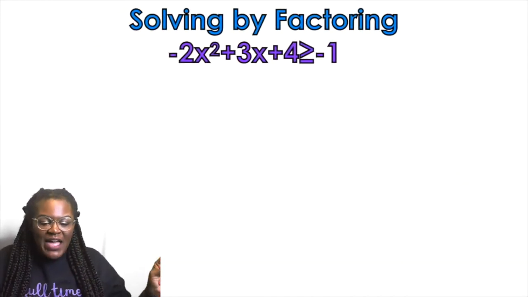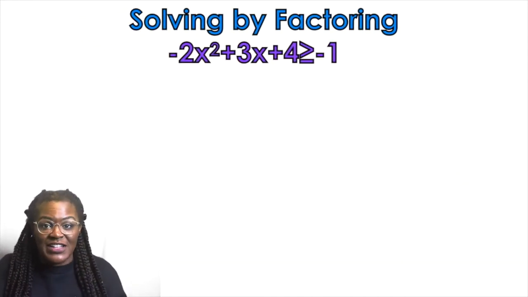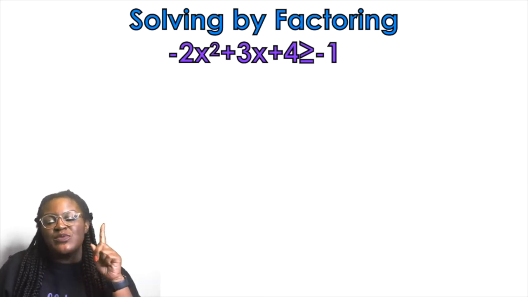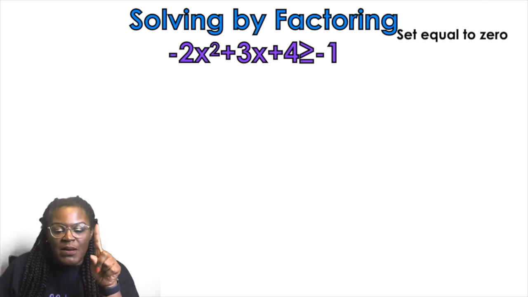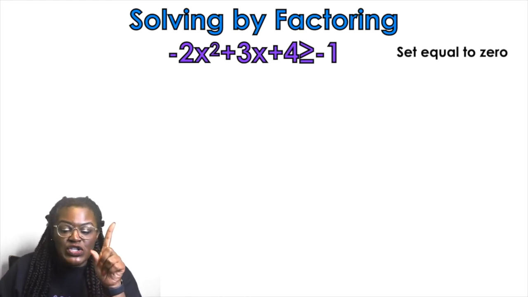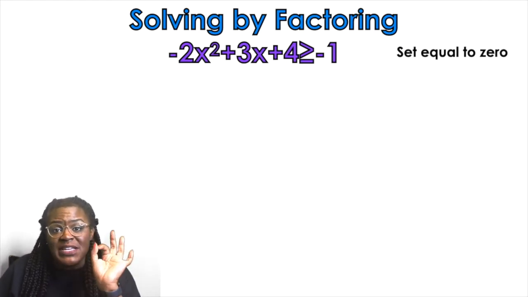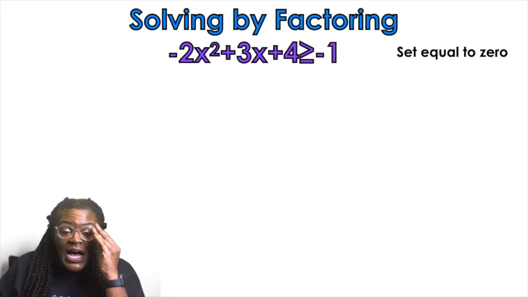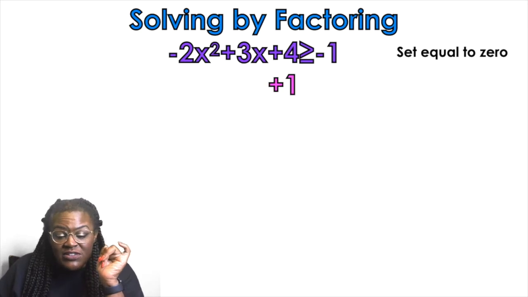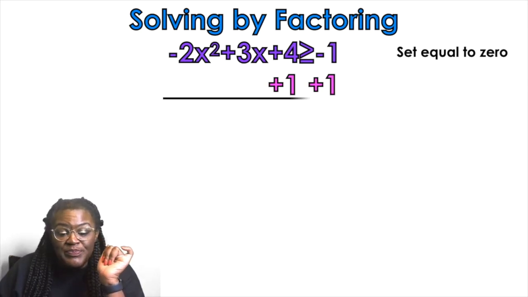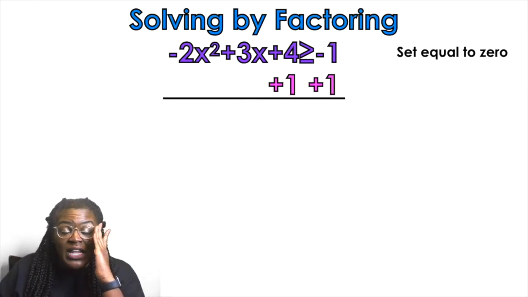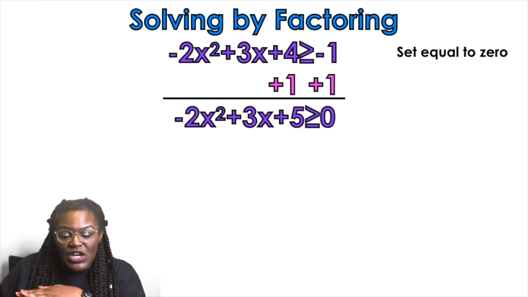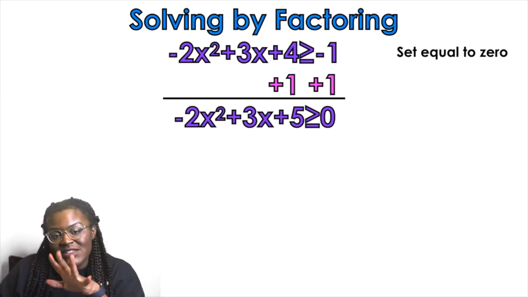Okay, so solving by factoring. Remember that when you're factoring a quadratic, you always want to make sure that your problem is set equal to zero. So what's stopping my problem from being set equal to zero right now is that negative one. So I'm going to move that negative one over to the other side, obviously by adding one. We're going to draw the little line. 4 plus 1 is 5, right? And then the 1 and the negative 1 cancel out to give me 0.